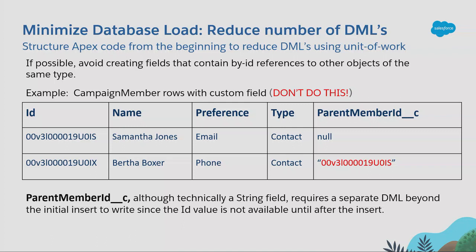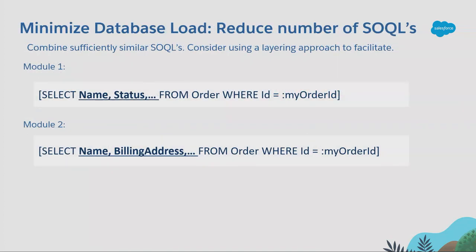Finally, let's assume this parent member ID field actually contains, or is supposed to contain, the ID of the other member being inserted. This is actually not possible in one DML. So it's a pattern worth avoiding. If you can avoid putting ID values into another custom field, it's worth avoiding, because this ID does not become available until after the DML that, in this example, creates Samantha Jones as a row in our campaign. Because of that, we have to, at minimum, do an update to Bertha Boxer after that initial insert, and that's 2 DMLs. And this is something I can say we have some experience with.